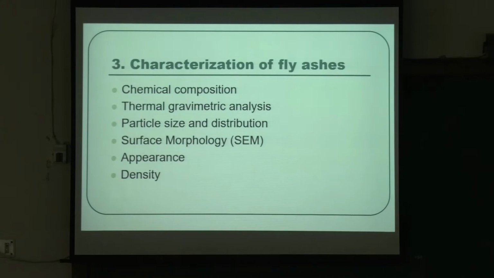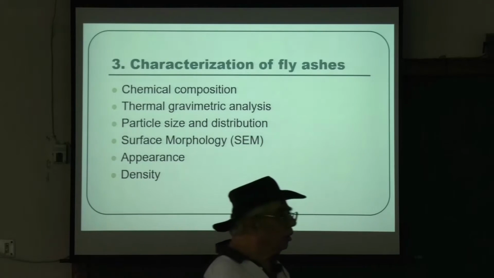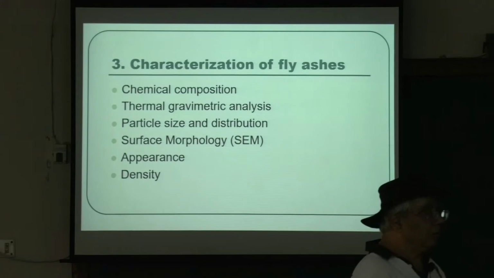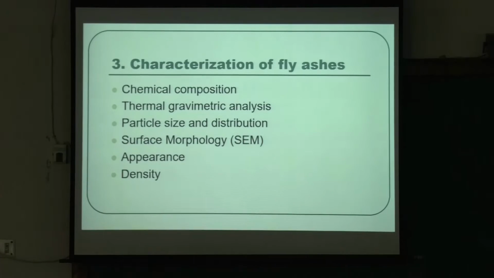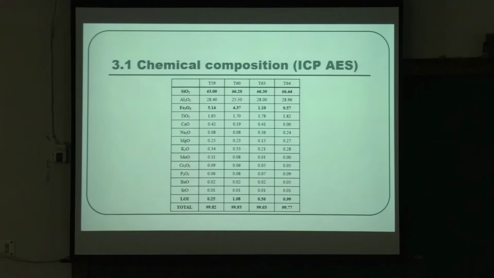Now, because this is the final lecture in this series, some of the things which we have gone through, I am putting them here, because then it remains in your mind or memory, all right? Chemical composition, TGA, thermal gravimetric analysis, particle size and distribution. Surface morphology as obtained by SEM, appearance and density. These are the characterization of the fly ash particles.